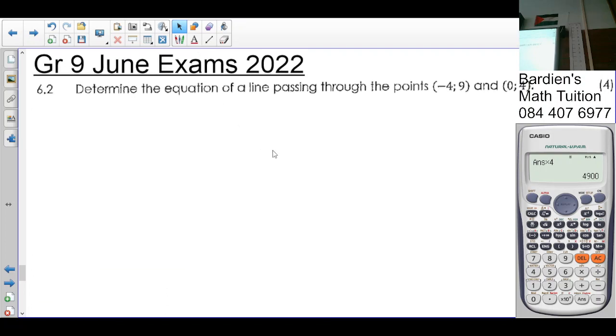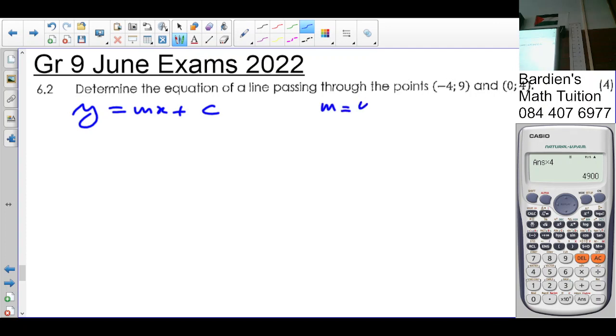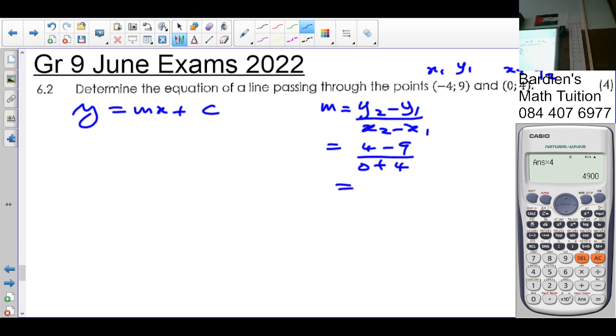The question says determine the equation of the line. The equation of a straight line is in the form y is equal to mx plus c. How do you calculate the m? It's your gradient: y2 minus y1 over x2 minus x1. If this is x1, y1 and that is x2, y2, it will be 4 minus 9 over 0 minus minus 1. That's going to give you negative 5 over 4. So that's the gradient, the slope or the inclination of this graph.